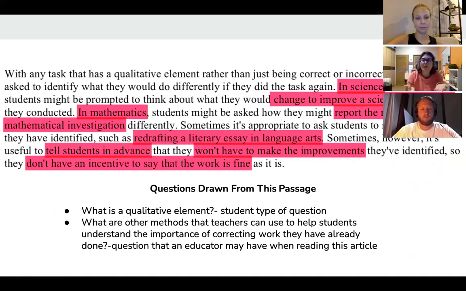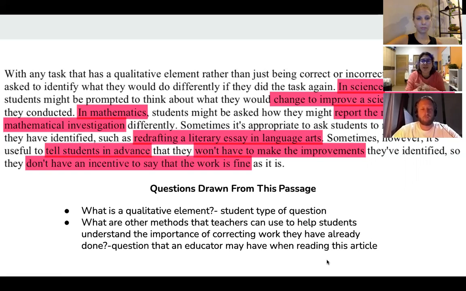But then they went back and read again, and maybe a question that came up would be, they already knew what an element was, but the fact that it says qualitative element, they didn't know what that was. So that could be a student type of question. What is a qualitative element? It's helping them further understand the text and get a better grip of what it's trying to say.